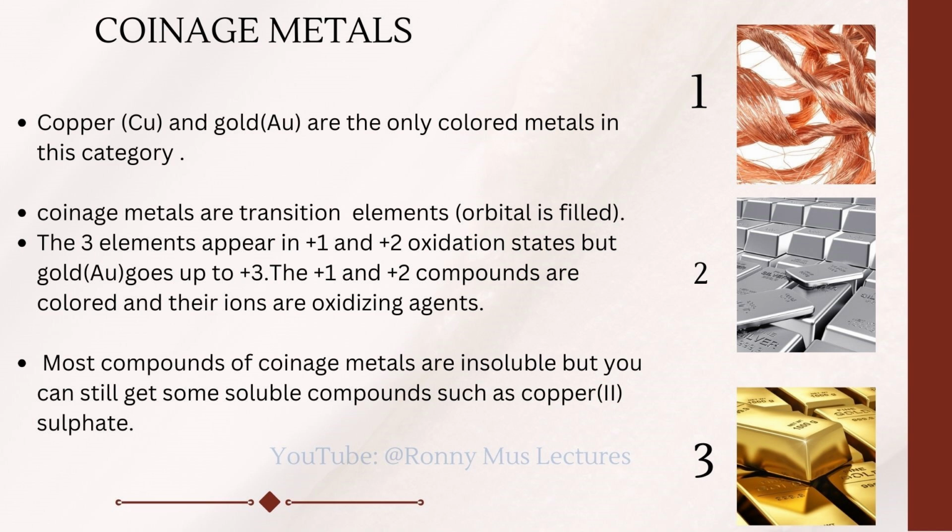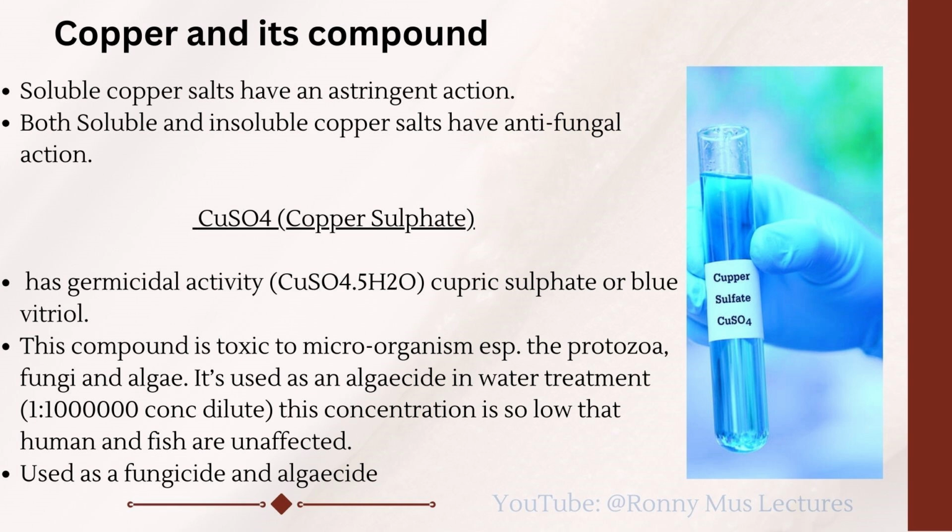Most compounds of coinage metals are insoluble, but you can still have soluble compounds such as copper 2 sulfate. Look at copper. Soluble copper salts have an astringent action, and both soluble and insoluble copper salts have antifungal action. So we look at copper 2 sulfate. You can see the picture there. It is also known as blue vitriol or even cupric sulfate.